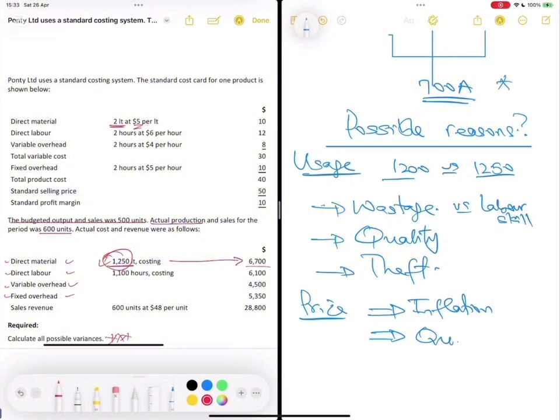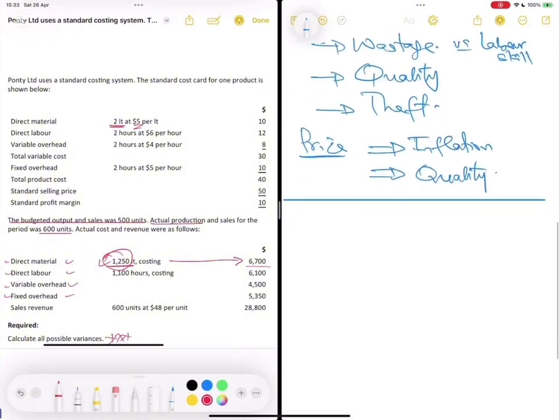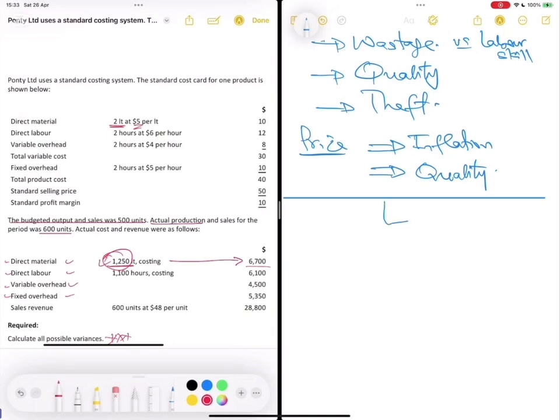Or the quality of the material as well. You can go for fake materials, cheap materials to be cheaper. Or you can go for high-end, high-quality materials to be more expensive. Okay? So with that, with material variance, let's look at labor.